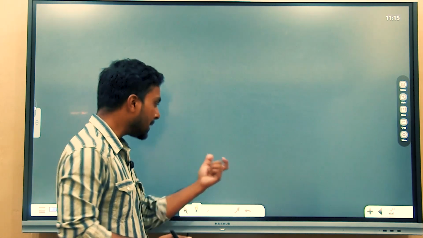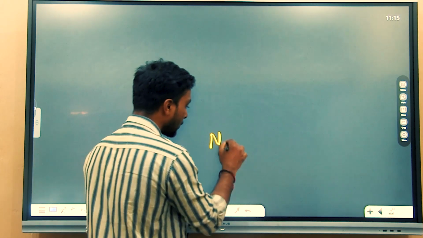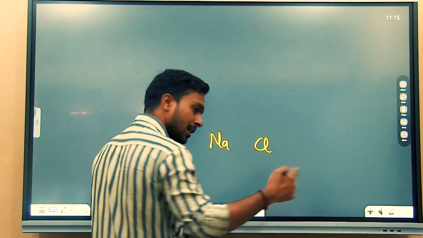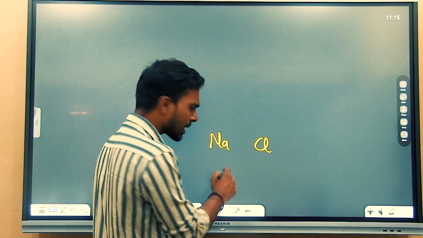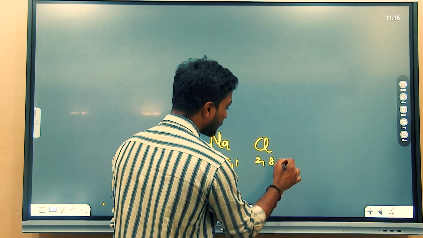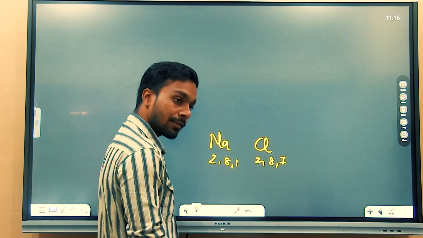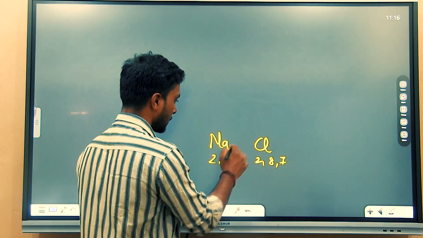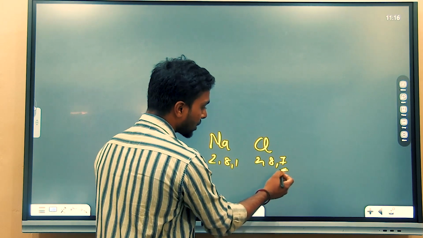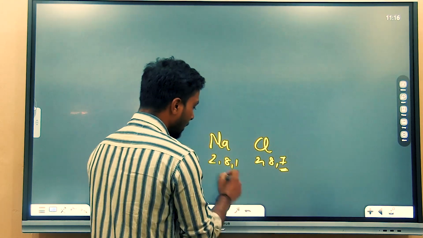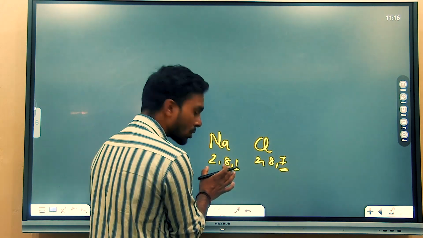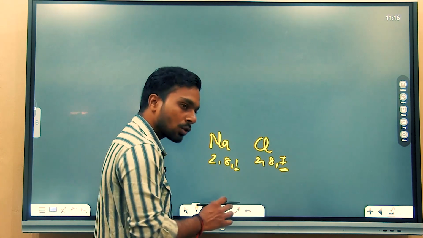And when there is a complete transfer, that is from Na and Cl, I gave you the example in the first or the second class only. This is 2,8,1. This is 2,8,7. So this will require one electron to fill its octet, and sodium needs to give one electron to fill its octet, to complete its octet.